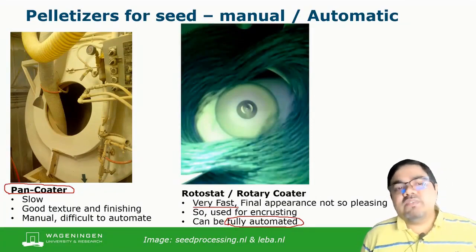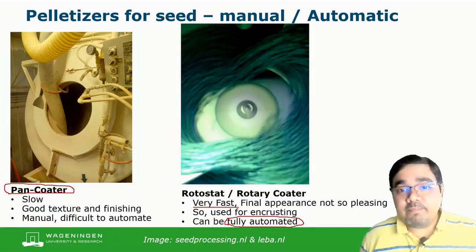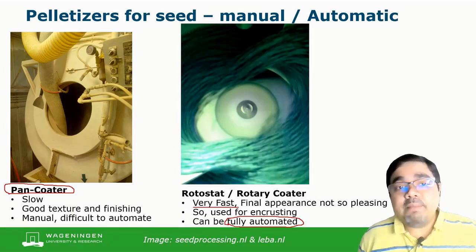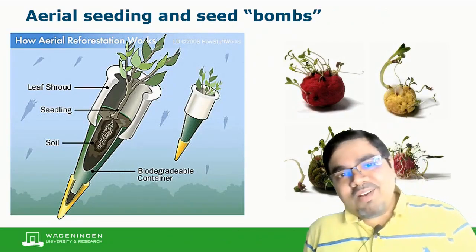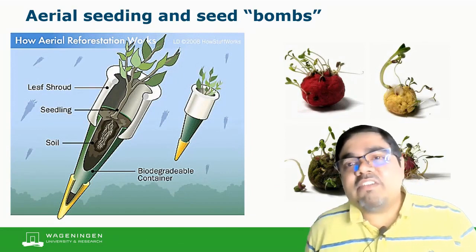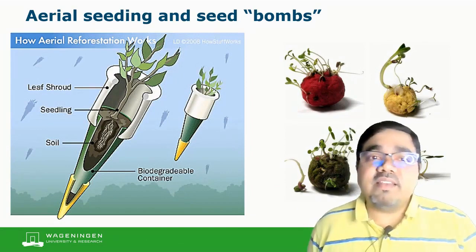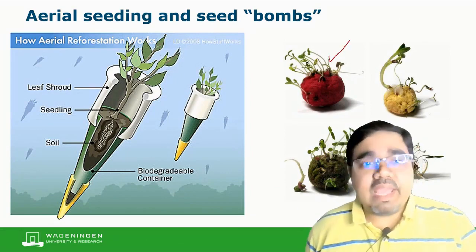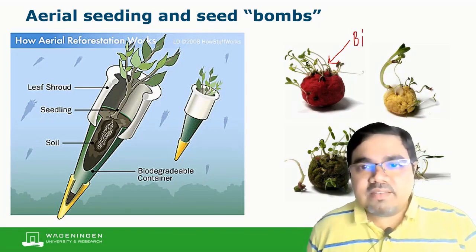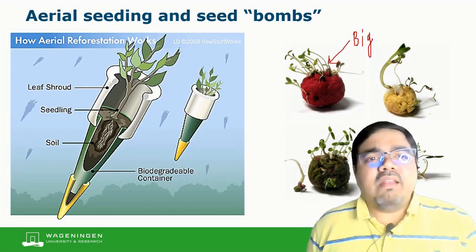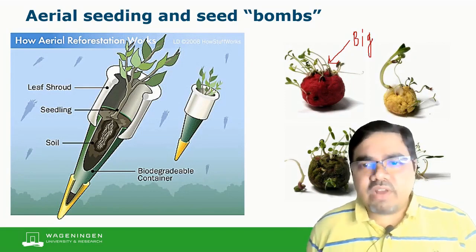Ultimately, both serve the same purpose: to make the seeds heavy, big, plantable, and bind many bio and chemical agents for plant nutrition and plant protection. Popularly called seed bombs, these are tough pellets of big size, 5 to 10 centimeters in diameter, and dropped from an aircraft to unreachable areas. Preferably, these are seeds of trees and normally used for afforestation in the dry zones.